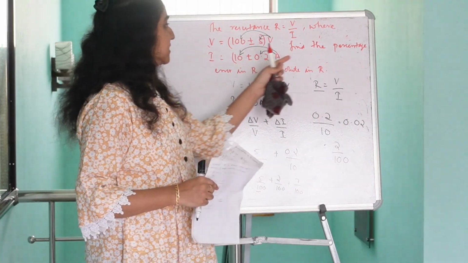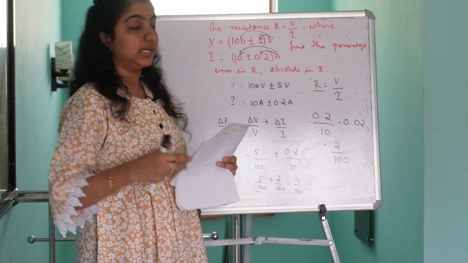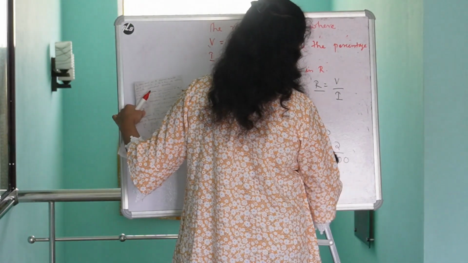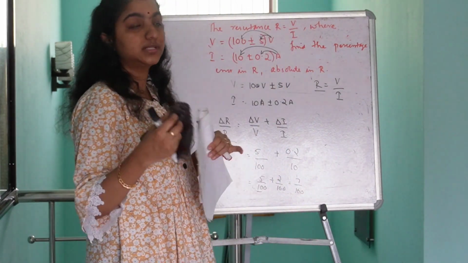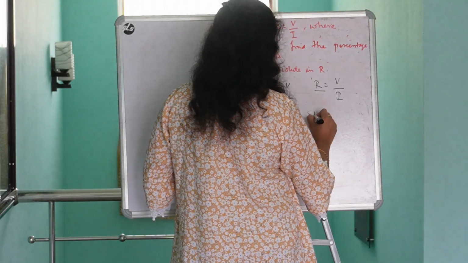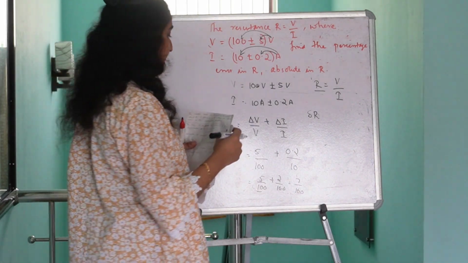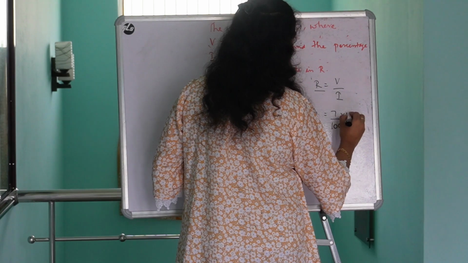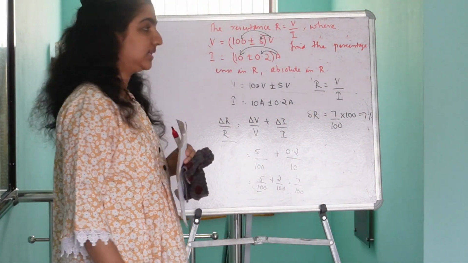In this question I am asked to find the percentage error in resistance. So how do we find the percentage error in resistance? Percentage error is nothing but relative error expressed in percentage. So percentage error in R is equal to relative error into 100, that is equal to 7%. Is it clear, guys?